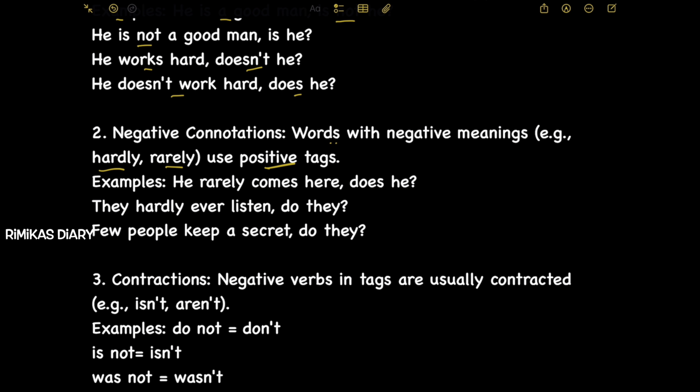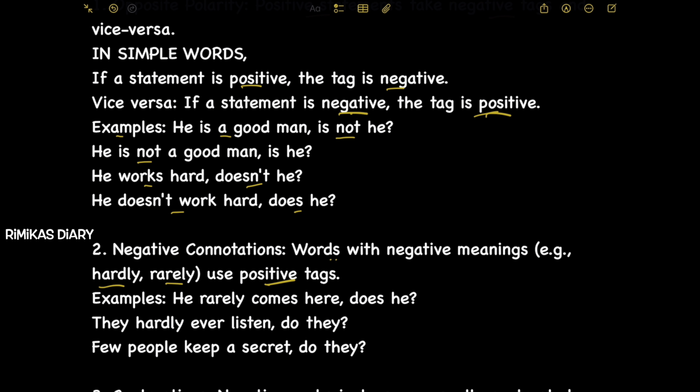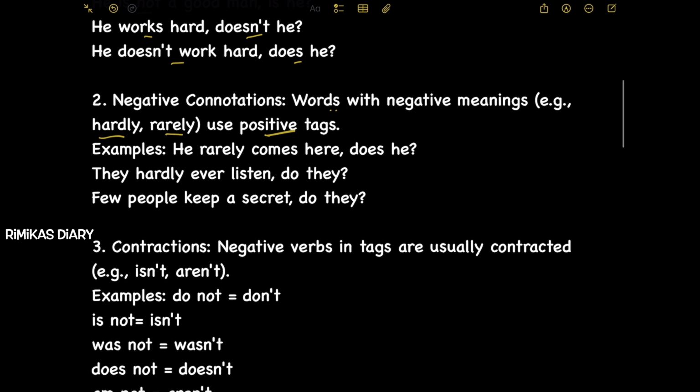If there are no words like not, nor, no, you cannot just say this statement is positive. This rule also counts if the meaning of the words is negative. He rarely comes here, does he? Then you have to add a positive tag. They hardly ever listen, do they? Few people keep a secret, do they? This is negative, so add a positive tag.